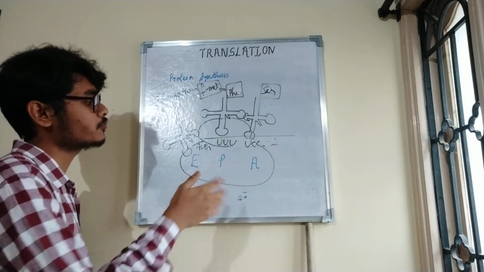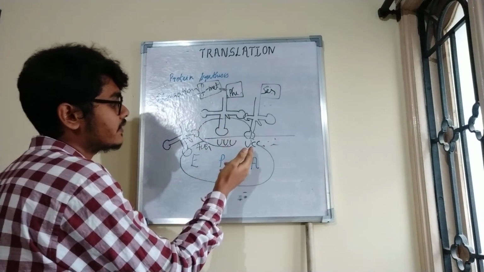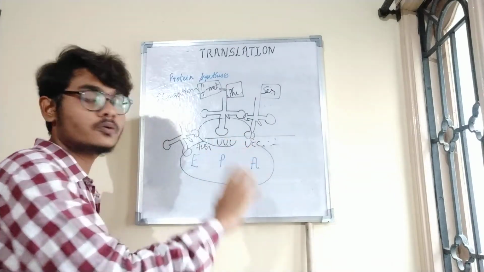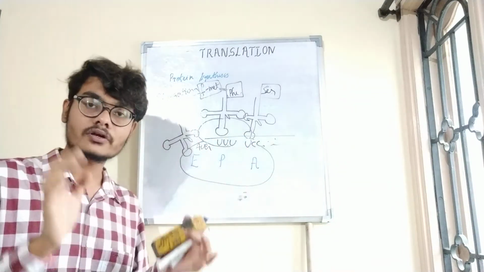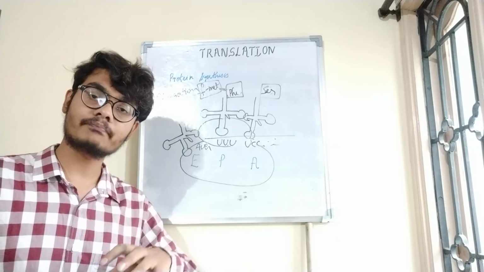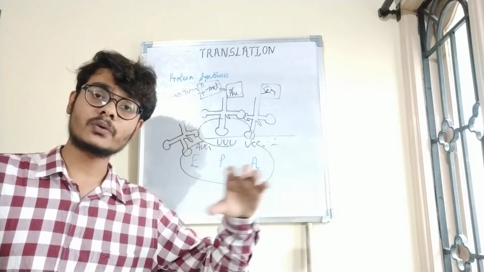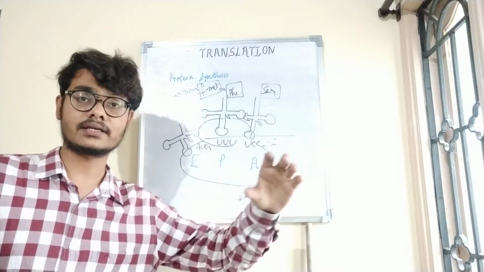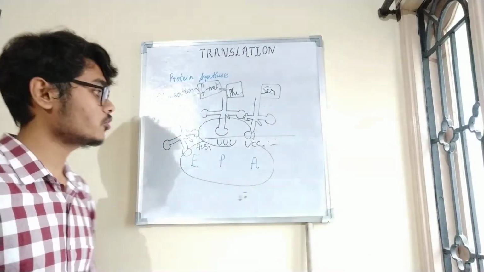Now this process continues. When again this UCC comes here, then again another codon comes here. This is how the elongation takes place. You know, elongation, as the name suggests, here the amino acid chain or the polypeptide chain should elongate, it should get extended, it will become longer. That's what happens here.